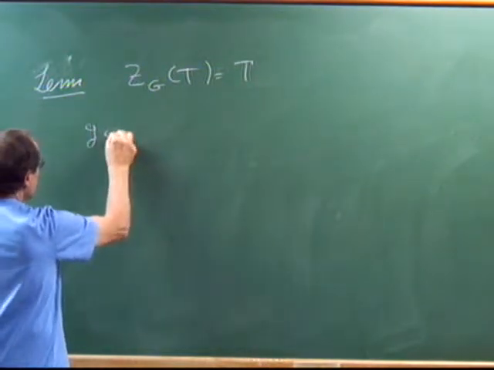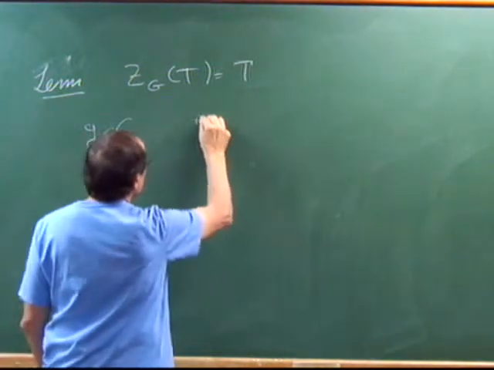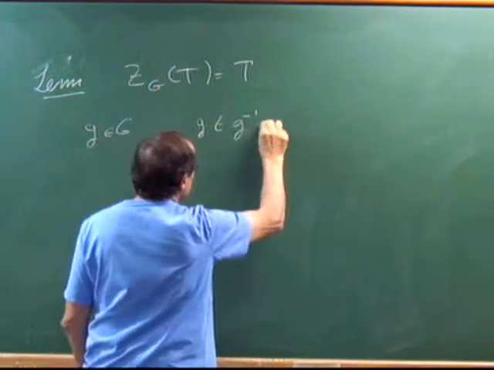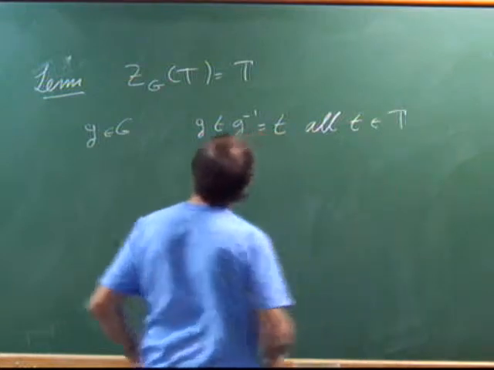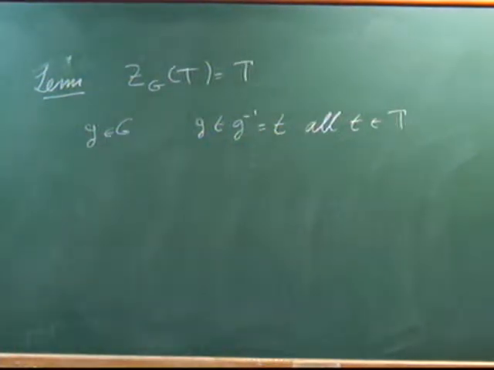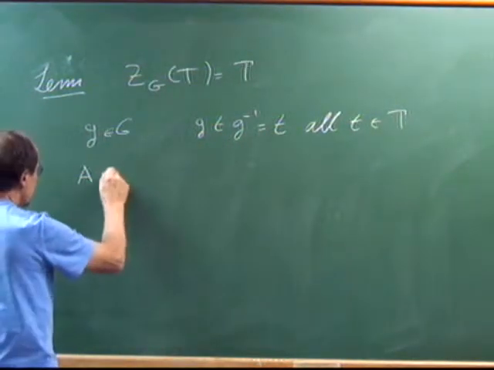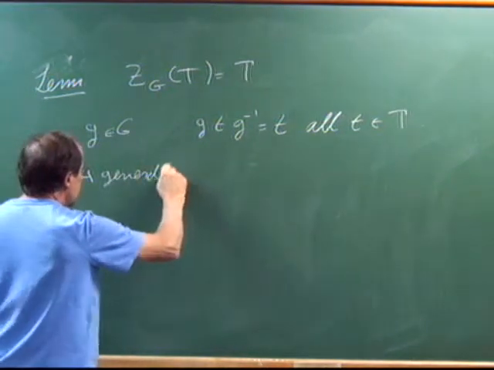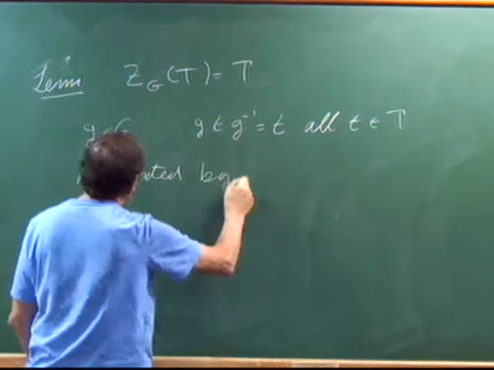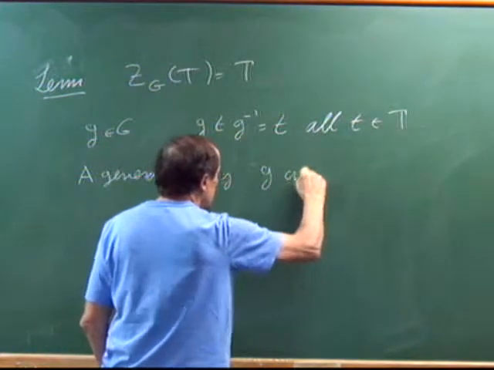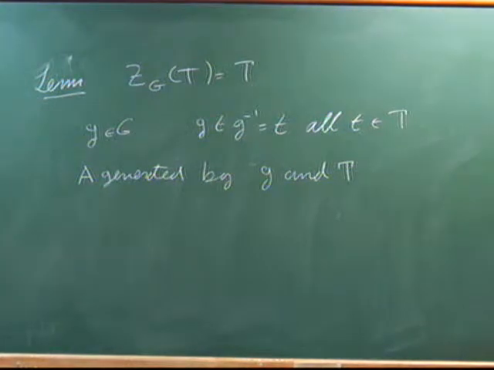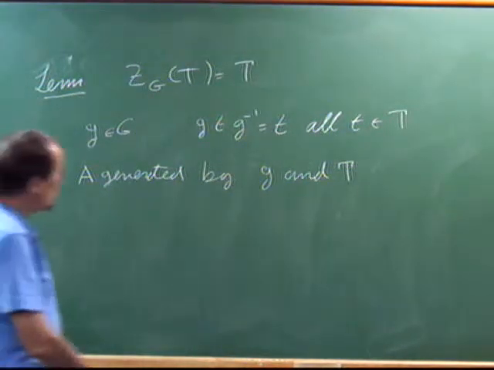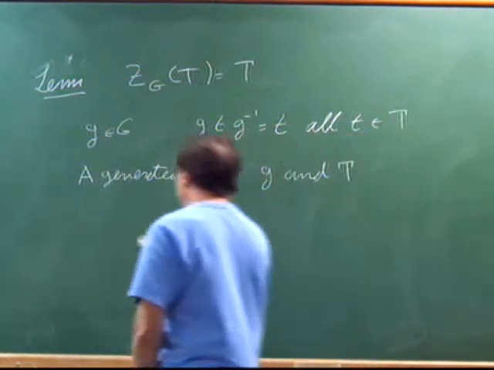So take an element G in the group, such that G t G inverse is equal to t for all t in the maximal torus. So G lies in the centralizer, right? And now just look at the group A generated by G and T. They commute, right? So I can just look at the group generated by those. So this will be a subgroup inside G.